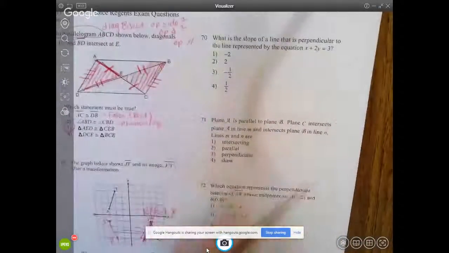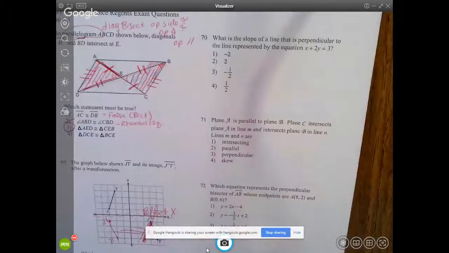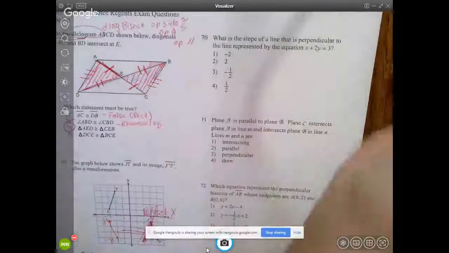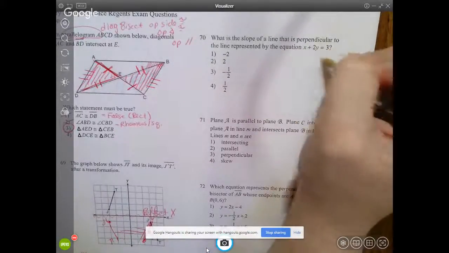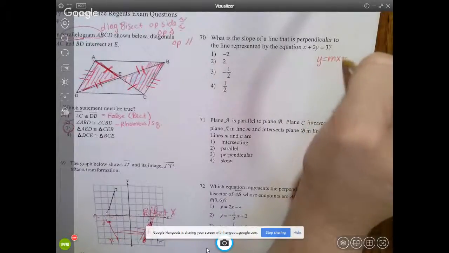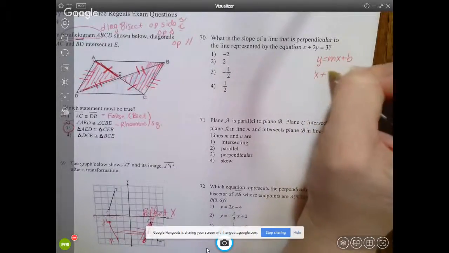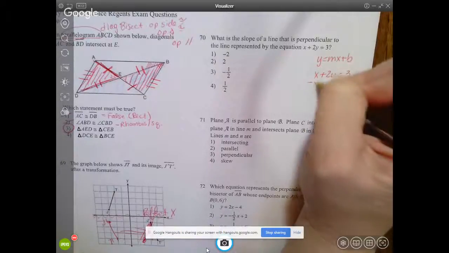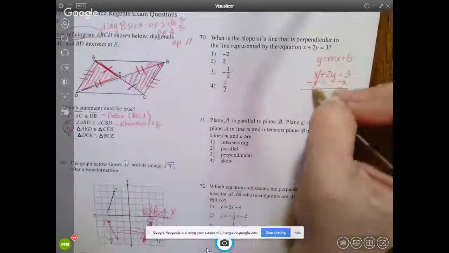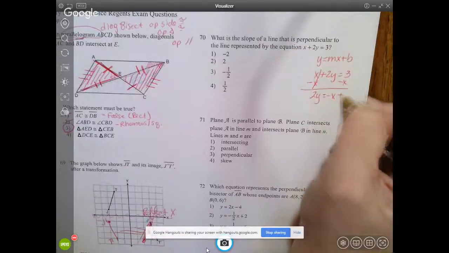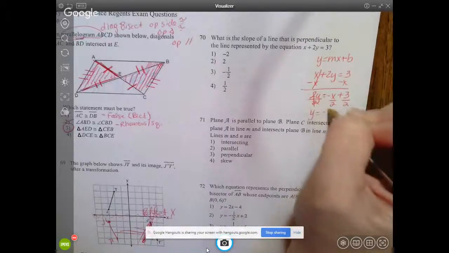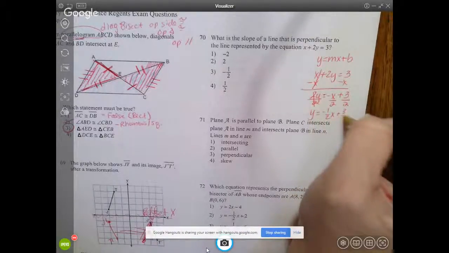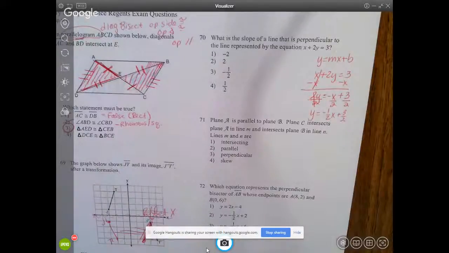70. What is the slope of the line that's perpendicular? So this is something I really didn't talk about because there was a lot of stuff in this unit. The one way I showed you is set this up into y equals mx plus b form. So because we have x plus 2y equals 3, we can subtract x from both sides. 2y equals negative x plus 3. Divide everything by 2. So we're left with y equals negative 1/2 x plus 3/2. So that's the way I've taught you, and that way will always work.